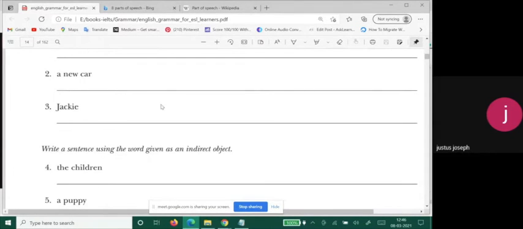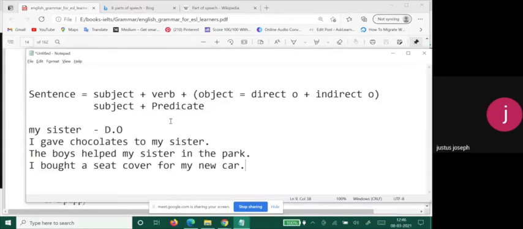Jackie. Now you have to use Jackie as a direct object. Some of the simplest sentences will be, I love Jackie, right? Simple as that. I is the subject, love is the verb, and Jackie is the object.